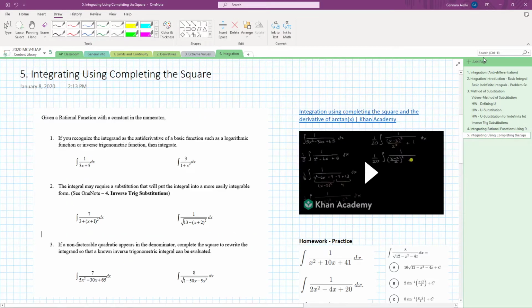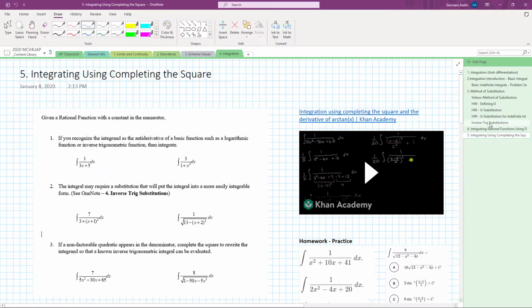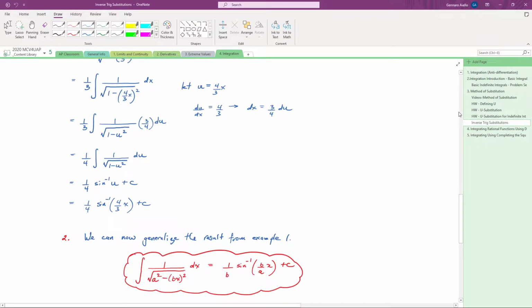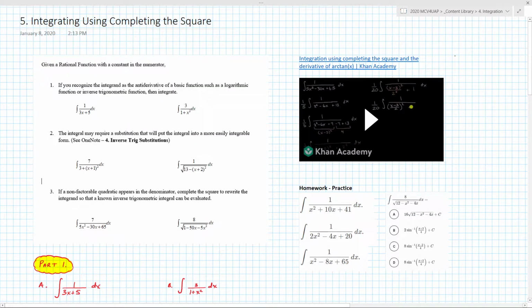Now, today, we are going to be looking at given rational functions with a constant in the numerator. Okay, so if we go back to these two types of integrals, the arcsine and arctan, they both have a constant in the numerator. So the first thing I've done here is to break down the three different cases you might have with a constant in the numerator.